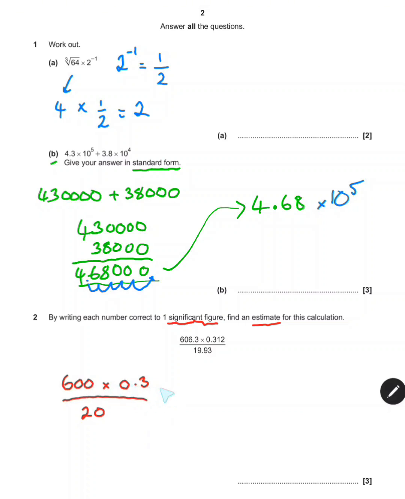How do we do 0.3 times 600? Well, if I do 600 times 3, 3 sixes are 18, and then 2 zeros on the end. So if 600 times 3 is 1,800, then 600 times 0.3, I'm just going to divide this by 10, because the calculation was divided by 10 here. So that's going to be 180 divided by 20. That's the same as 18 divided by 2, which is 9.